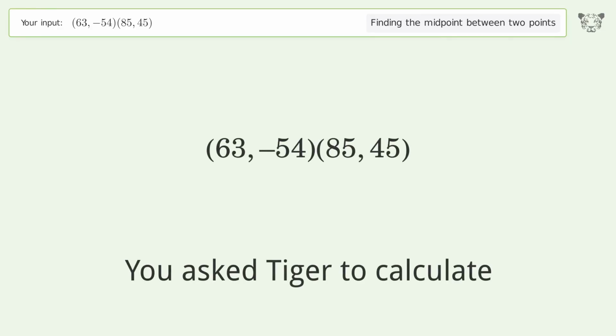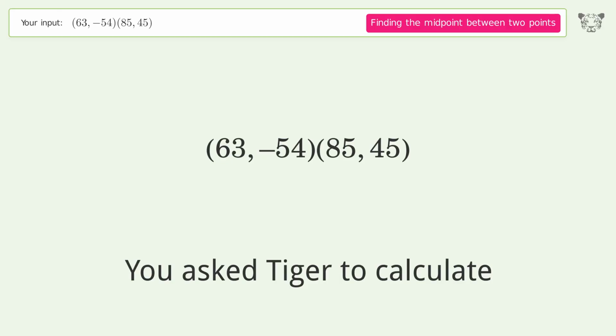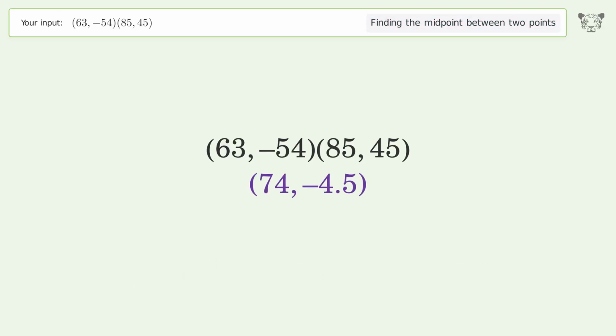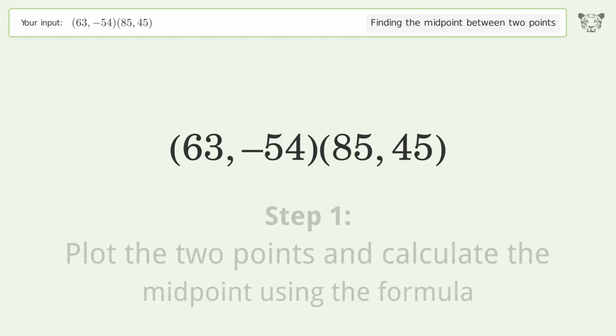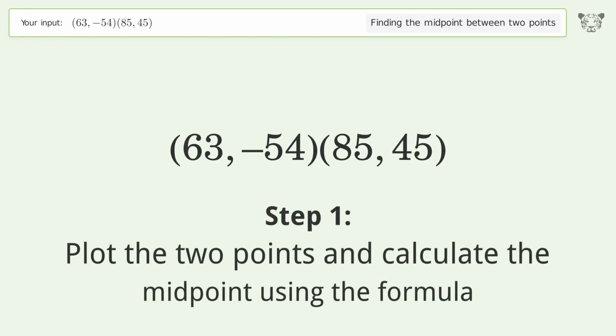You ask Tiger to calculate. This deals with finding the midpoint between 2 points. The midpoint between the 2 points is 74, -4.5. Let's solve it step by step. Plot the 2 points and calculate the midpoint using the formula.